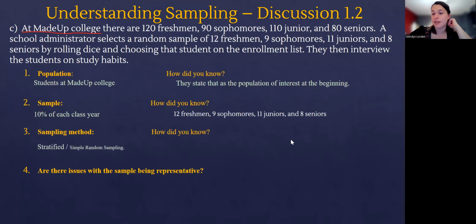So the sampling method here would be stratified or simple random sampling. I would accept either one of those, but it's kind of a mix of both, right? So first they split everyone into groups, freshmen, sophomores, juniors, and seniors. That's the same way we start off with cluster sampling by breaking people into groups. But then they wanted 10% of each group. So that's stratified, taking a little bit of each group. And then in order to pick who in each group they were going to pick, they used the simple random sampling of rolling dice, just some method to help humans be random.